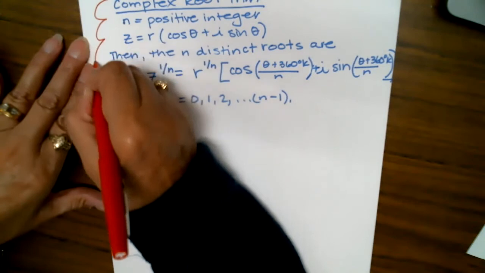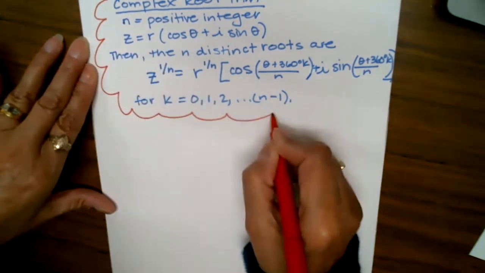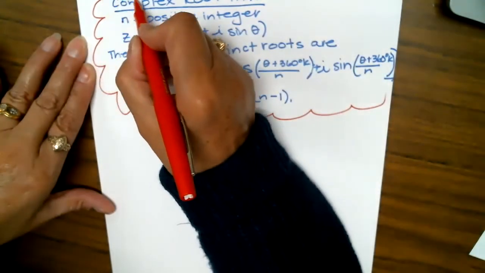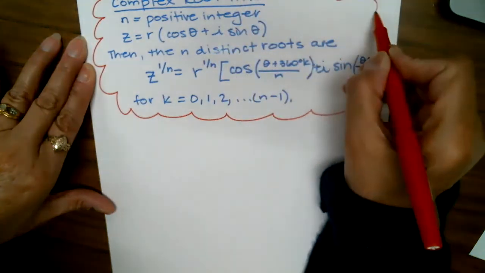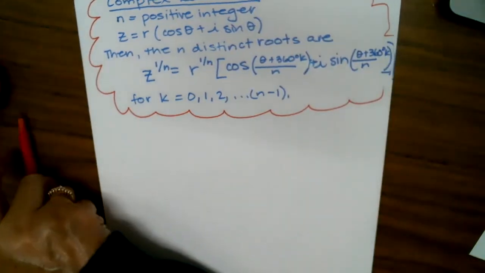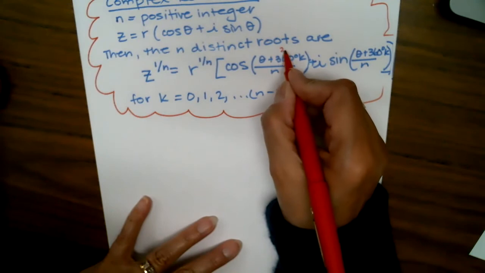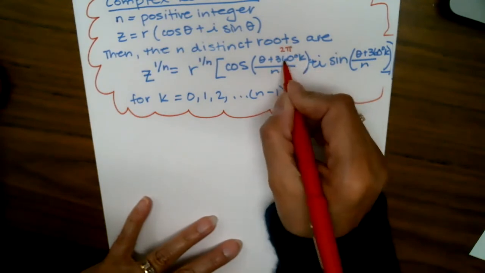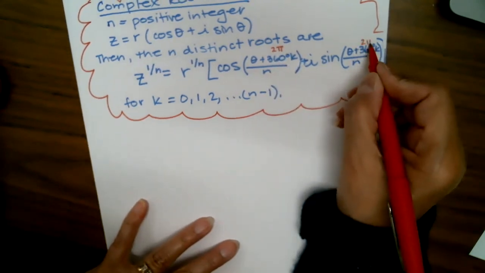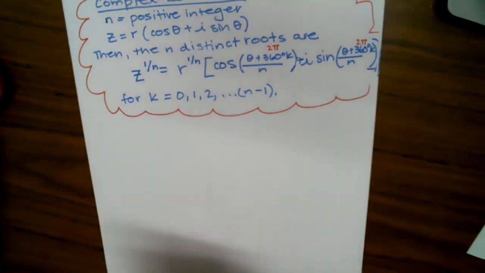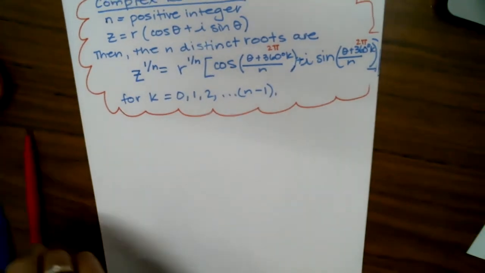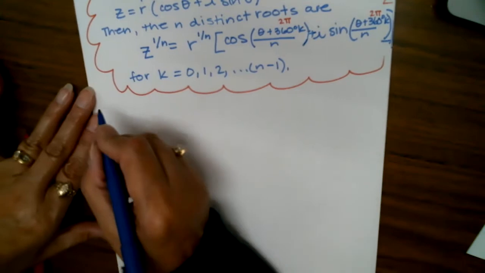Now, I need to point out, these aren't always in degrees, okay? So if it's not in degrees, then what we're going to change here is only right there. We're going to put a 2 pi for radians instead of 360. Everything else will be just the same. Okay, we're ready to go for this one.